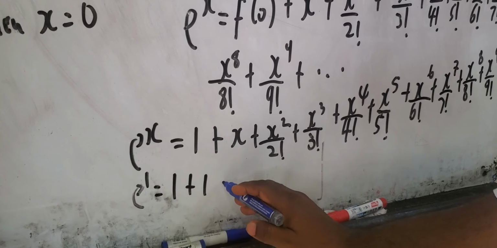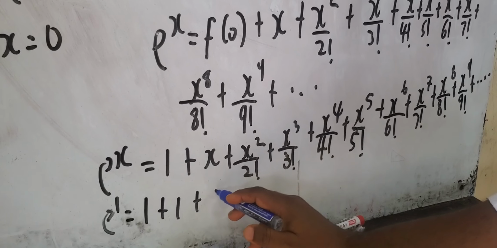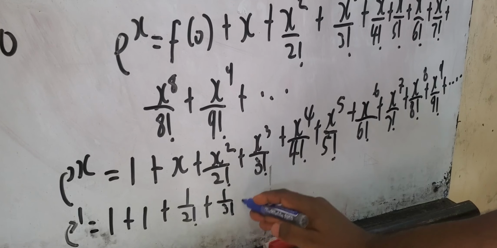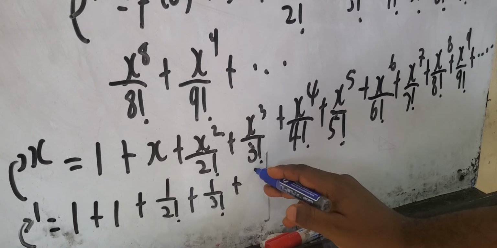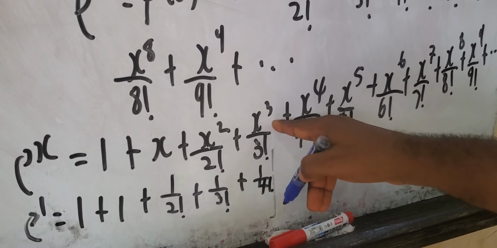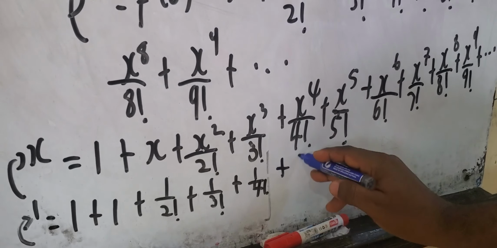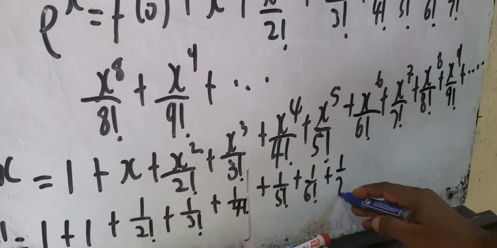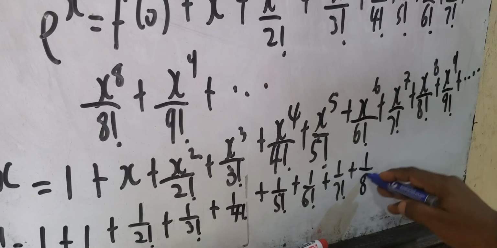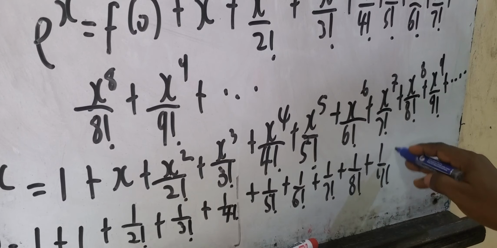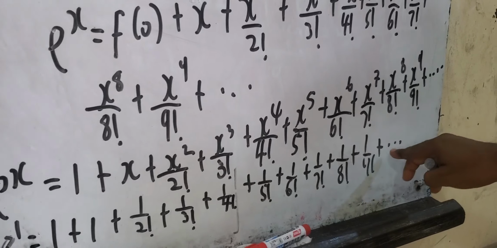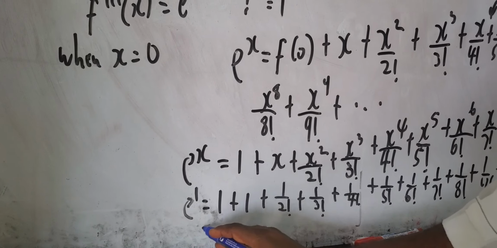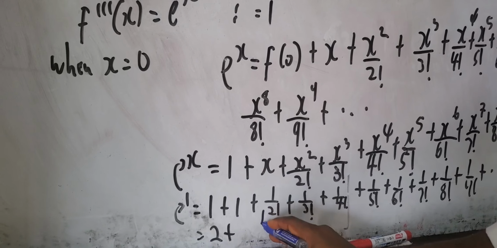to 1 plus 1, then plus 1 squared is 1, so I have 1 all over 2 factorial, plus 1 all over 3 factorial, plus 1 all over 4 factorial, because all my x are 1 already. Then plus 1 all over 5 factorial, plus 1 over 6 factorial, plus 1 over 7 factorial, plus 1 over 8 factorial, plus 1 over 9 factorial, plus the pattern continues like that. So here now 1 plus 1 is 2, so it's going to be 2 plus everything that I have here.